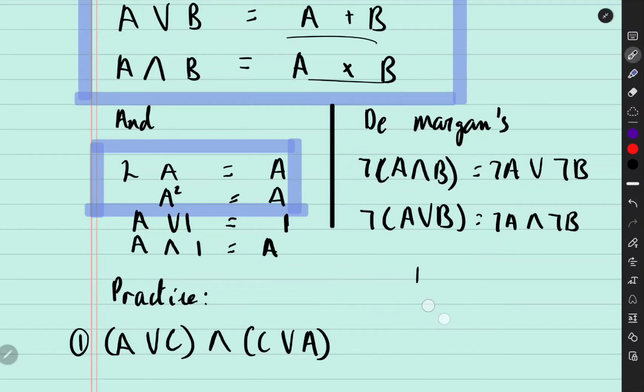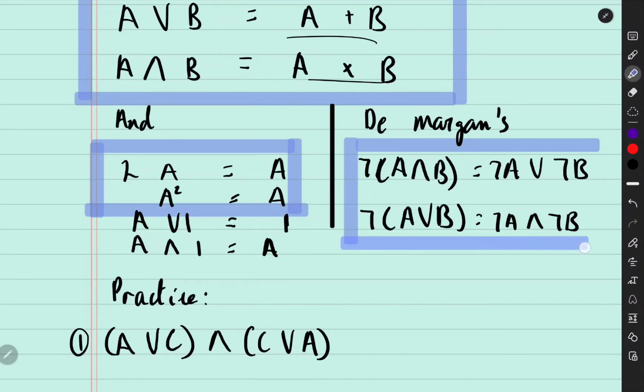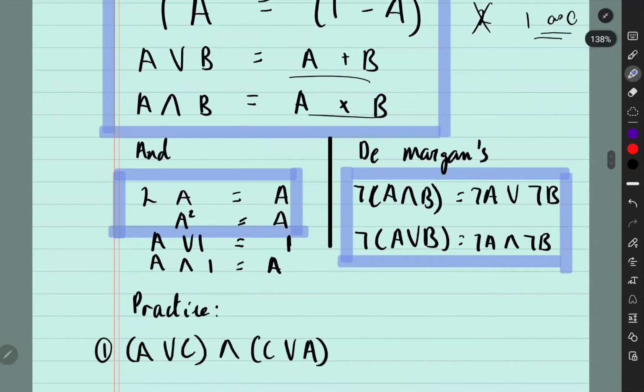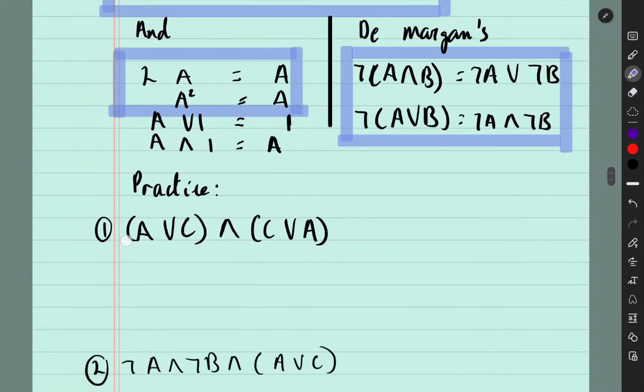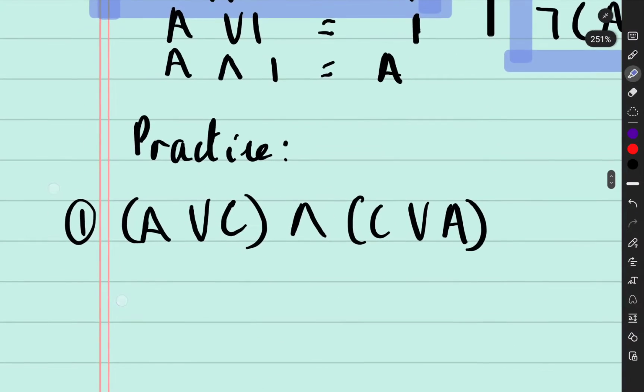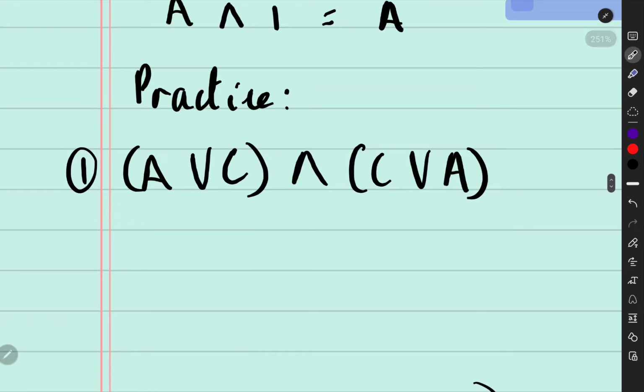clearly. You also have to remember De Morgan's rules, which help when simplifying algebraic expressions. So remember these 3 things, this and that, and these 2 things, and then you can do it. So now I want you guys to practice this question 1, right? Pause and answer the question.